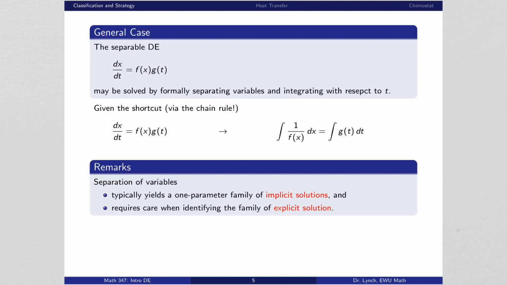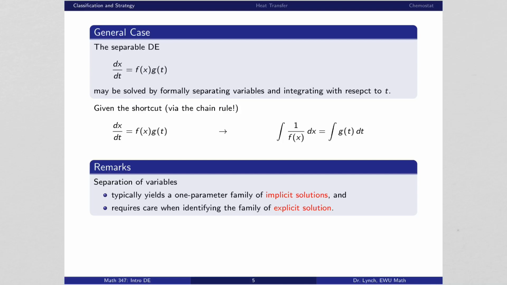Okay, I'll mention that this chain rule is sort of a shortcut. Usually what happens is we go straight from this differential equation dx/dt equals f(x) times g(t) to an integral of 1 over f(x) dx is equal to an integral of g(t) dt. But really behind that shortcut is the chain rule.